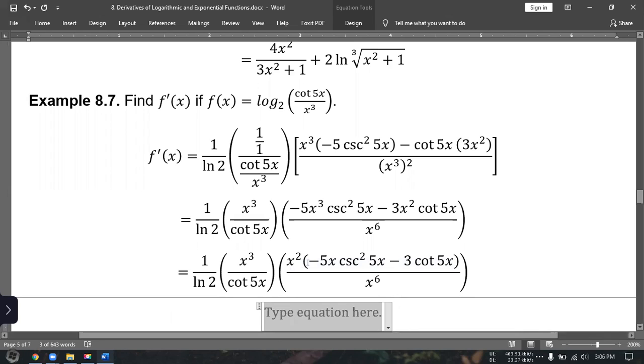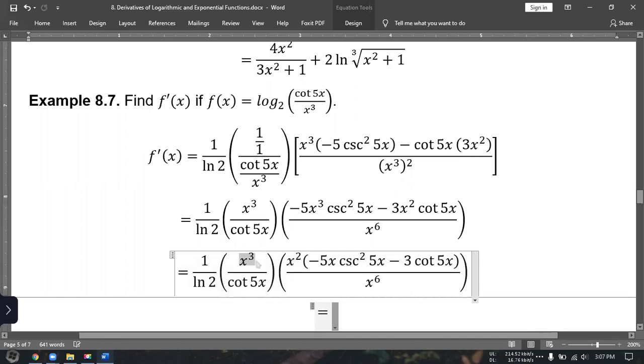X squared over x to the 6. Or, let's include this: x squared times x cubed times x squared. Okay, x cubed times x squared is x to the 5th. X to the 5th over x to the 6th. That's what will happen. So let's do that.